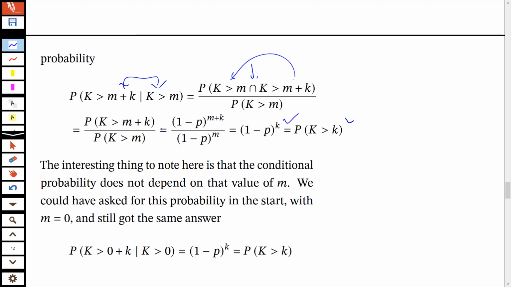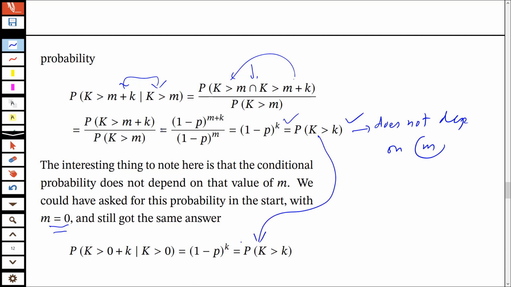Now this is interesting because this result does not depend on m. We chose m to be some value and we can change that value and this answer will not change. So as a special case, I can set m to 0. So let's set m to 0. That will be 0 plus k, this will be k. And I know the answer must not change because it does not depend on m. But what is the meaning of setting m to 0?